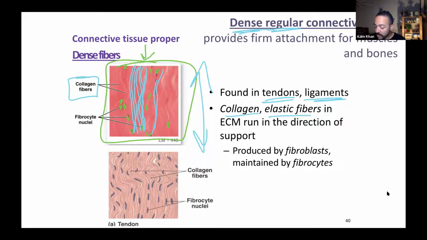The cells you see here are still called fibrocytes, and they were once fibroblasts. That was true for reticular. I don't know if I said that earlier, but that's true for the reticular connective tissue and the areolar connective tissue. You have fibrocytes that were once fibroblasts. The only exception for these connective tissues proper is adipose. You just have adipocytes.